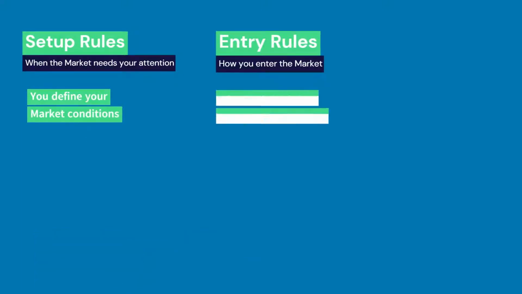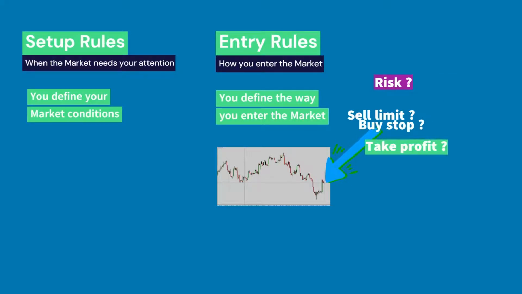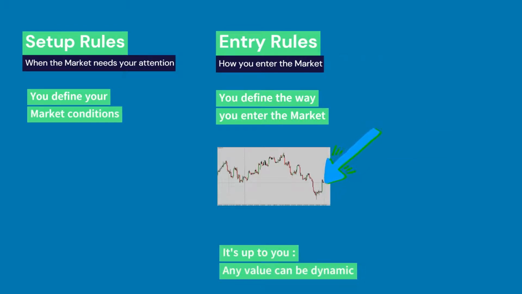Secondly, the entry rules. They are used to define the way you want to set an order, based on indicators or prices values, for example. It can be instant, pending, limit or stop orders, with your own calculated values for the stop loss, take profit and execution price. The lot size calculation can be based on the risk percentage.